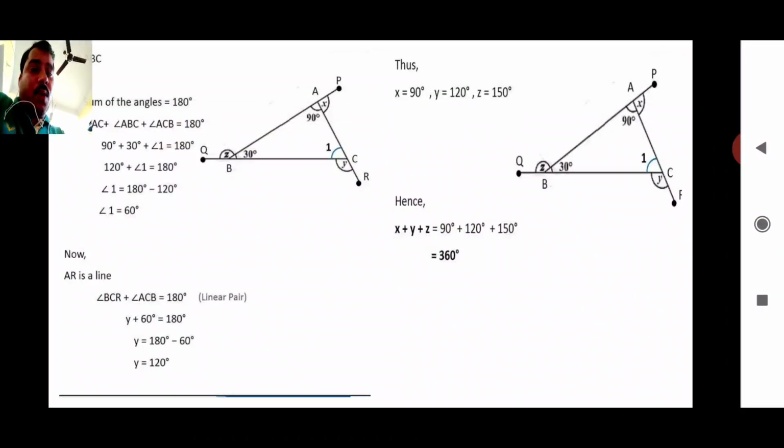Then angle 1 plus y must be 180, because it is a linear pair. So y equal to 180 minus 60, 120, and hence you can get angle x plus y plus z. 90 plus 120 plus 150 equal to 360. Okay, I hope it is clear to you. Observe the solution and try to solve.